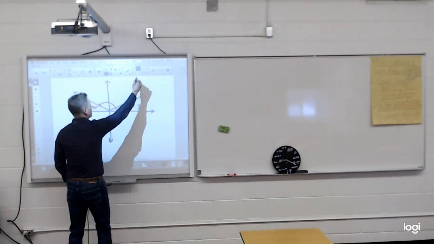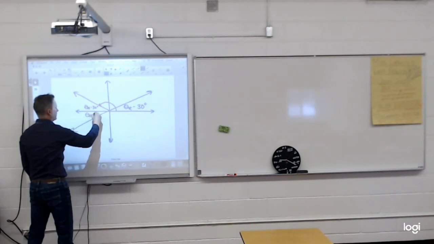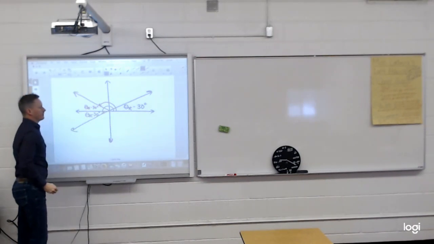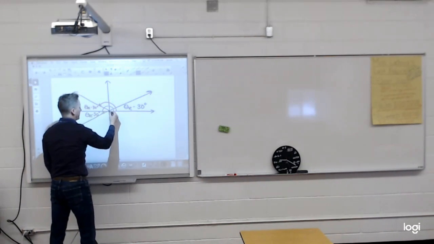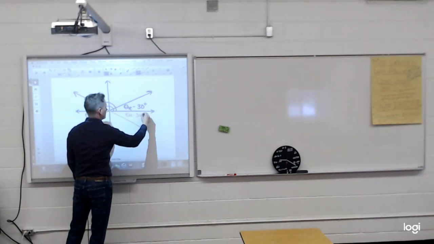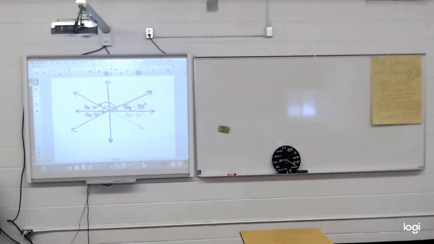Okay? What about the third quadrant? What about down here? This is 30 degrees here. What is the measure of that angle that has the same reference angle as 30 degrees? 210. Okay? And then what about down here? Reference angle, 30 degrees. What is it? 330 degrees.